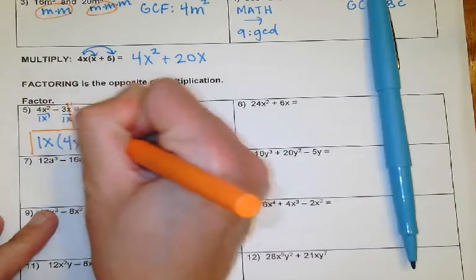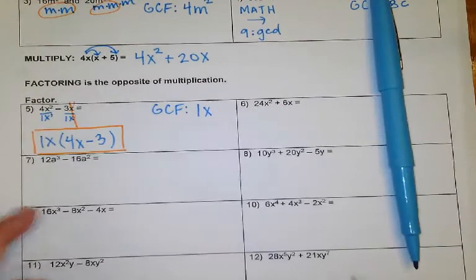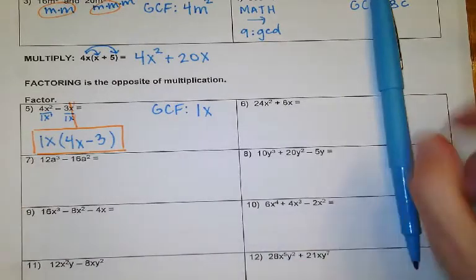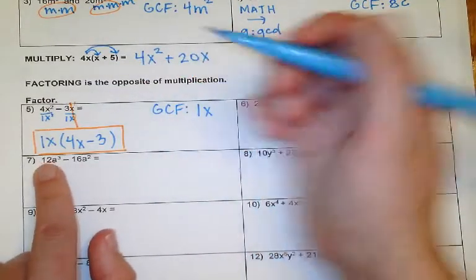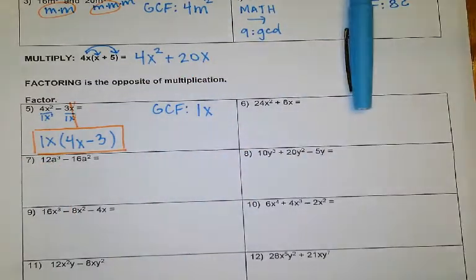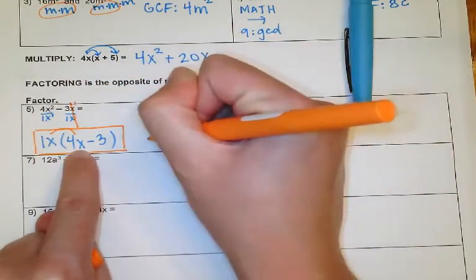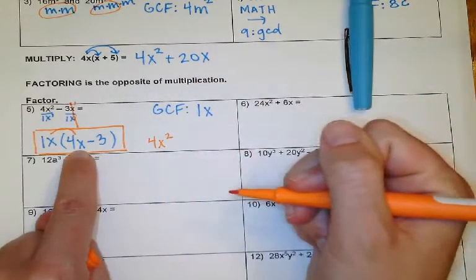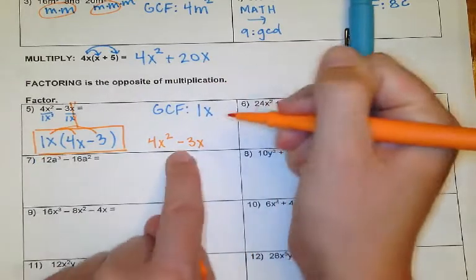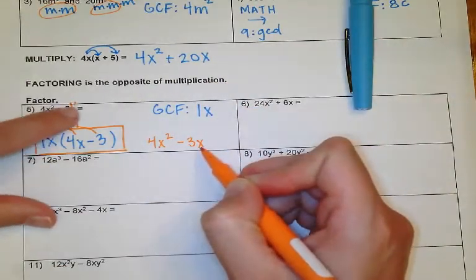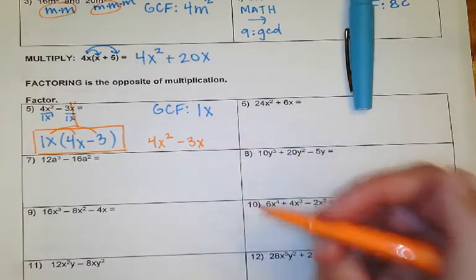This expression that we got here is actually our answer. Okay, now I know it seems a little weird, but we just undistributed, or distributed backwards. If you wanted to check your answer, which I'm not requiring you to do, you could multiply it. So if I did 1x times 4x, that would be 4x squared. If I did 1x times negative 3, that would be negative 3x. And that gives me back the problem I started with. So you can be 100% confident of your answer every time.